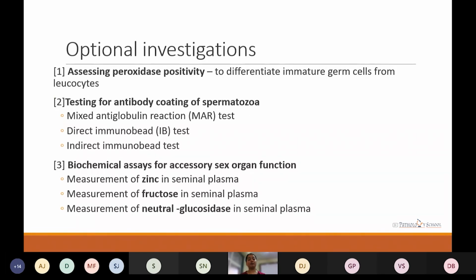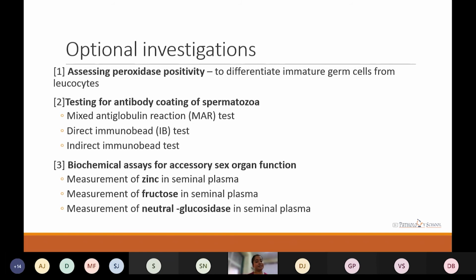Okay, so now there are some optional investigations which are not done routinely. Number one, assessing the peroxidase positivity to differentiate between the immature cells and the leukocytes. Then we have testing for antibody coating of spermatozoa. There are 3 tests: the mixed antiglobulin reaction test, which is further divided into direct MAR test and indirect MAR test. Then we have the direct immunobead test and indirect immunobead test. There are also biochemical assays for accessory sex organ function, which measure zinc, fructose, and neutral glucosidase.